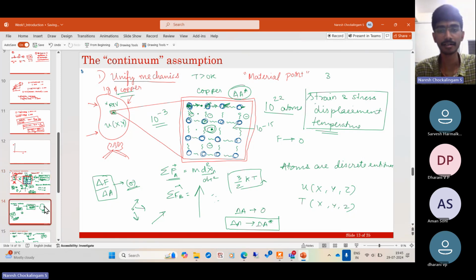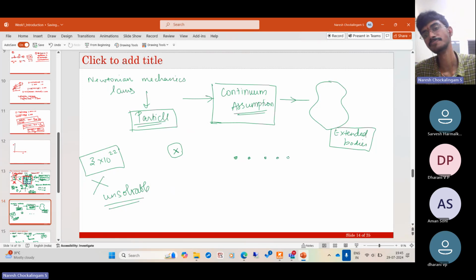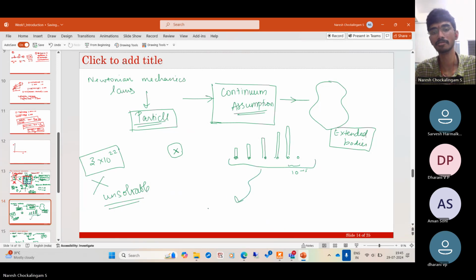So if you look at the displacement field, here there is some displacement, here there is some other displacement, here there is some other displacement. Atoms will displace by slightly different amounts. But these differences are in the order of the interatomic distance, right? But you are looking at millions and millions of such atoms. So if you look at displacements at this scale, they all are continuous functions.